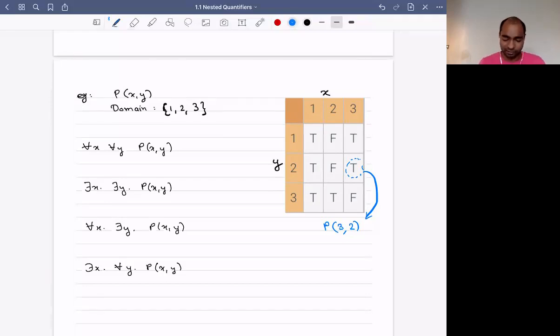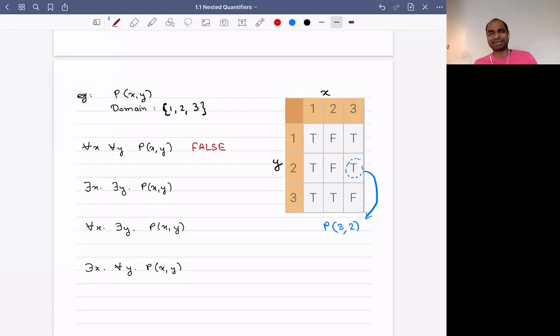The first one saying that for all x and y, pxy is true. This is easy. It's literally asking you to look at the truth table and seeing if all of the entries are true, and clearly not. There are some entries that are false and some entries that are true. And so this is false.